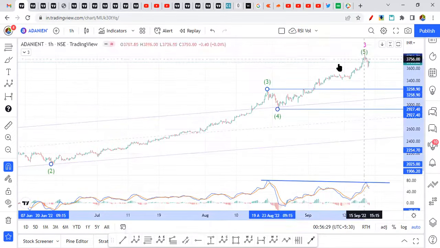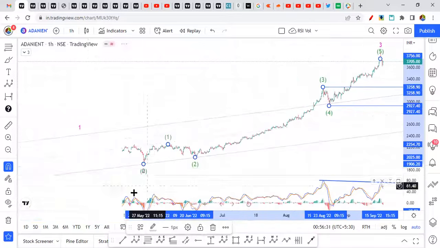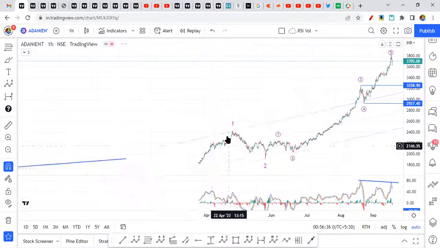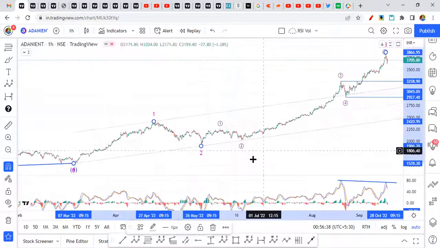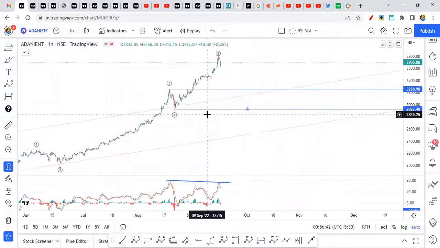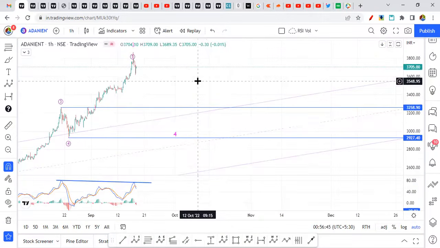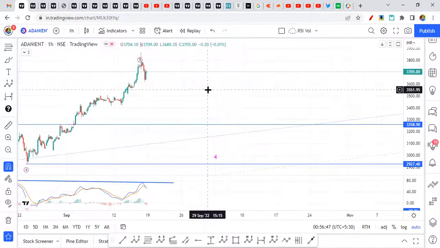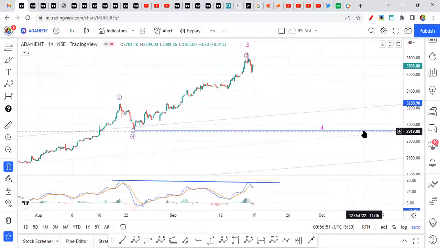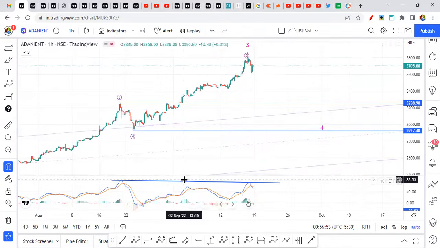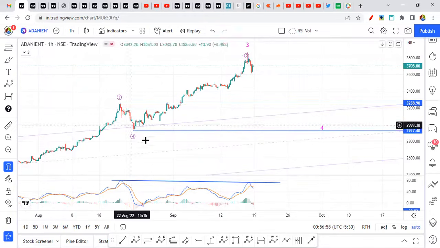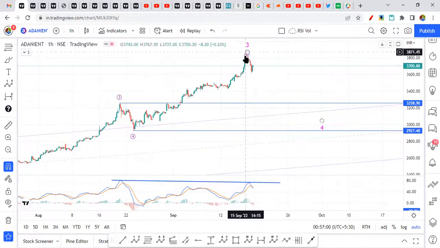complete here. Okay, I need to change the labeling a little bit: this could be micro, and this is subminute. So now the third of this pink is about to complete, and it is going to the downside. That's what we can consider towards the 0.382 Fibonacci, which is coming somewhere around 3000. So this is how we can say that Adani Enterprises has completed one particular impulse structure.